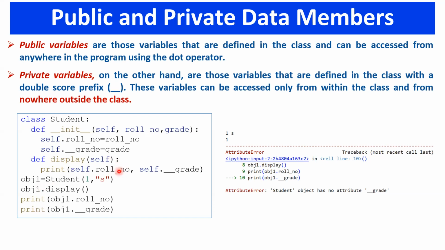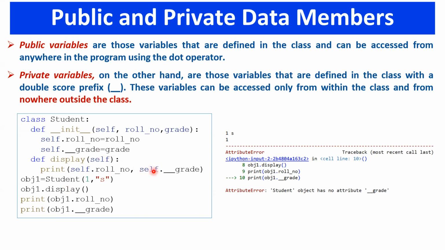So the values of the roll number and grade will be printed. Though we are accessing the method of the class display, we are not directly accessing the private data member here. That is why we are able to print both the roll number as well as grade, because here it is not the statement that is outside the class that is accessing the private data member. It is the method of the class that is accessing the private data member.